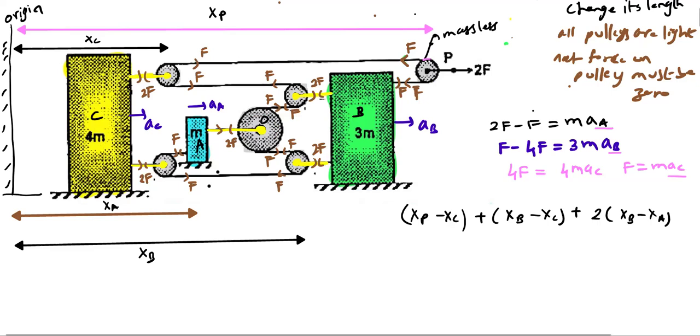Now come to this particular string. What should be the displacement of this? The displacement of this pulley minus this pulley. Displacement of this pulley is xb, and displacement of this pulley is equal to displacement of block C. So this should be equal to XB minus XC.